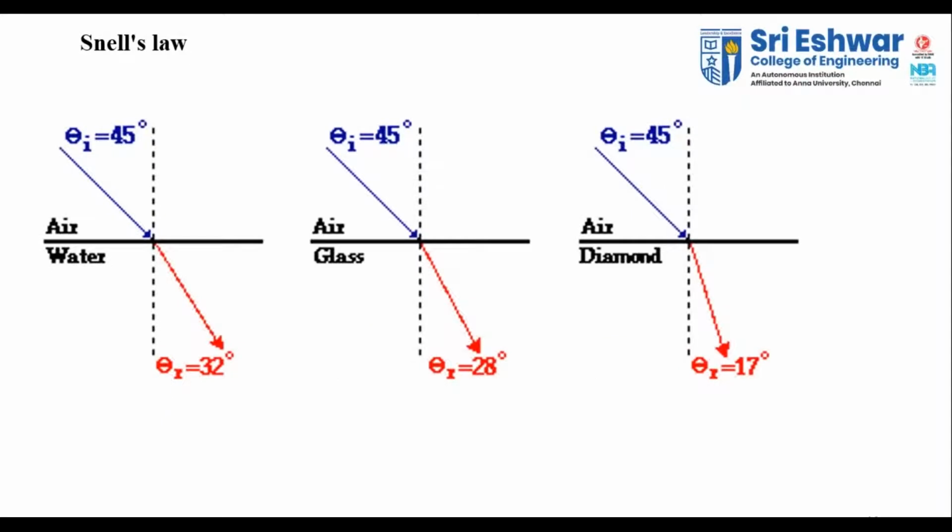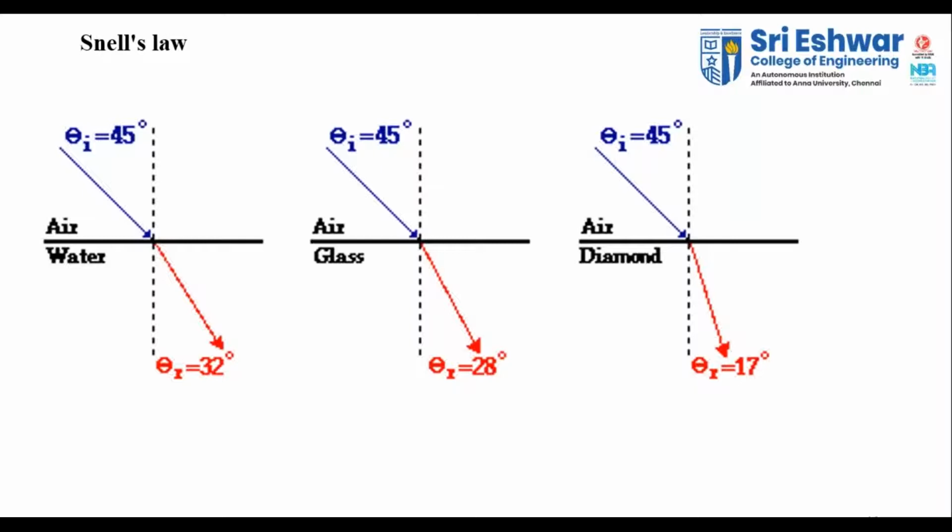So please see the examples. In the first one, medium 1 is common for all the examples, but medium 2 changes. First one water, the second one glass, the third one diamond. The angle of incidence, that is 45 degrees, is common for all three examples. But what about the angle of refraction? It changes from medium to medium.